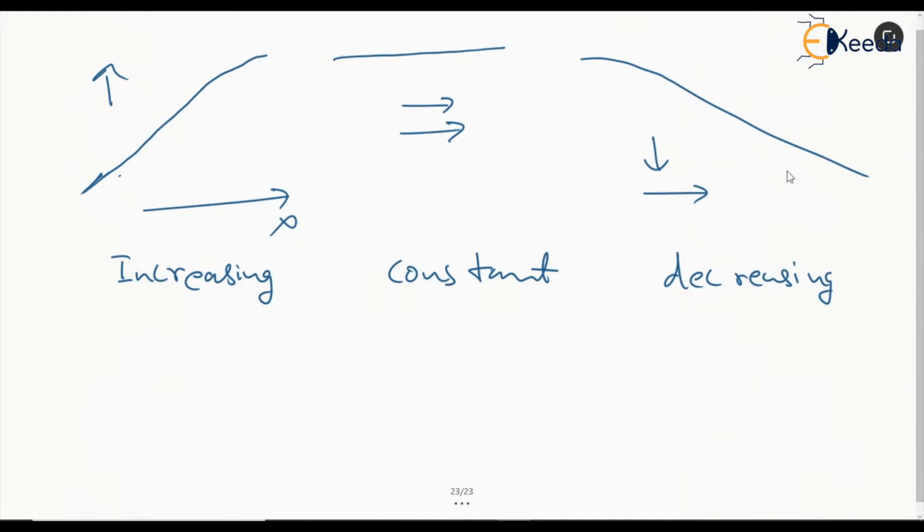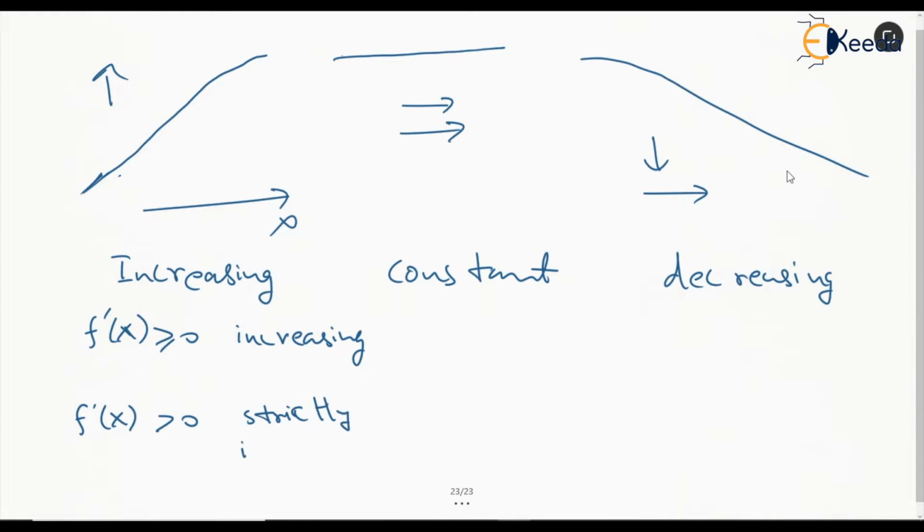Now mathematically, we can check this by the derivatives. So if f dash of x is greater than or equal to 0, then it is an increasing or non-decreasing function. But if f dash of x is greater than 0, it is strictly increasing.